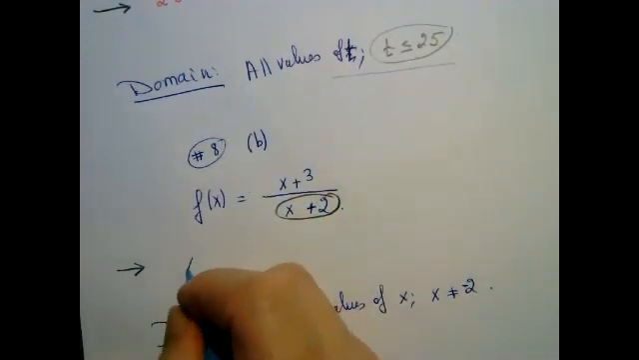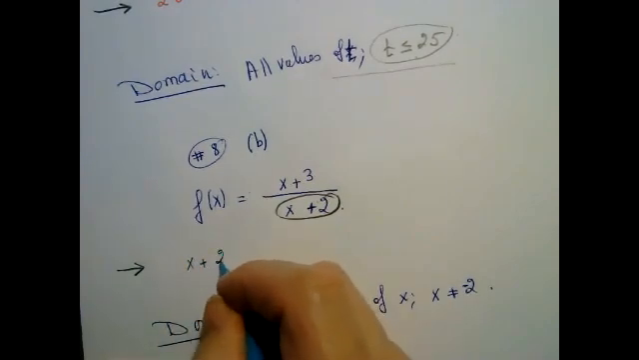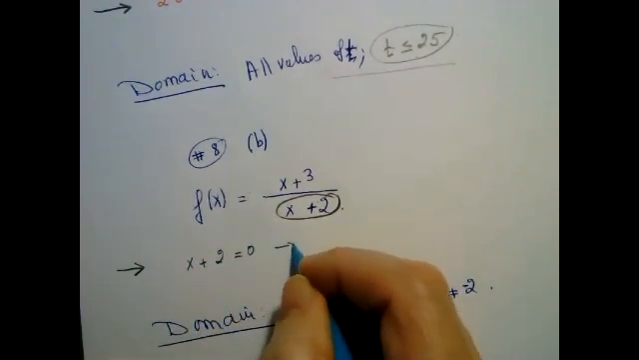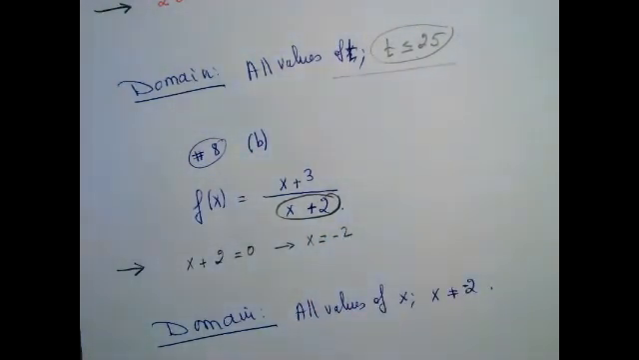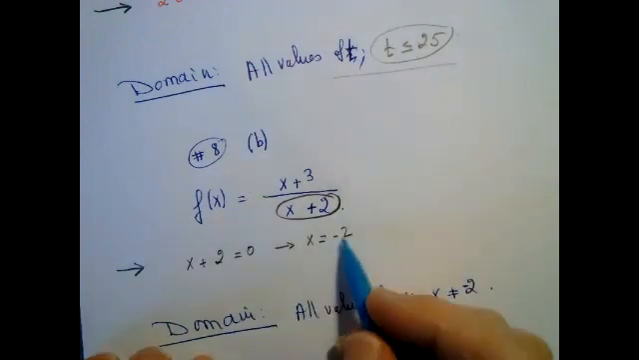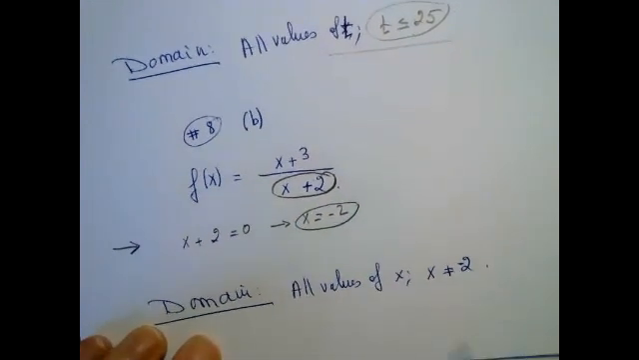So I ask myself, okay, what makes this denominator 0? -2 will make it. There is no square root. I don't have to worry about positive, negative. There is none of that whatsoever. Only thing I have to worry about is I want to avoid everything that makes the denominator 0. All right? So the denominator is 0 for -2. I have to remove it. So everything will be allowable except -2.